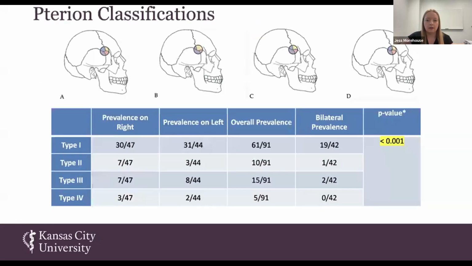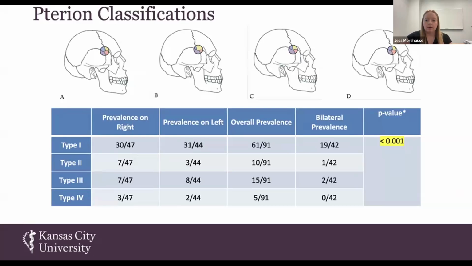All right, so for results, the first piece of data that we looked at was the overall prevalence of each pterion classification in our sample of cadavers. So holding consistent with previous studies, type 1 pterion morphology was the most common type, seen in about 67% of our sample. Type 3 was the second most common, seen in about 16%, followed by type 2, which was seen in 11%. The least common variation noted was type 4, which was demonstrated by only about 5% of our cadavers.